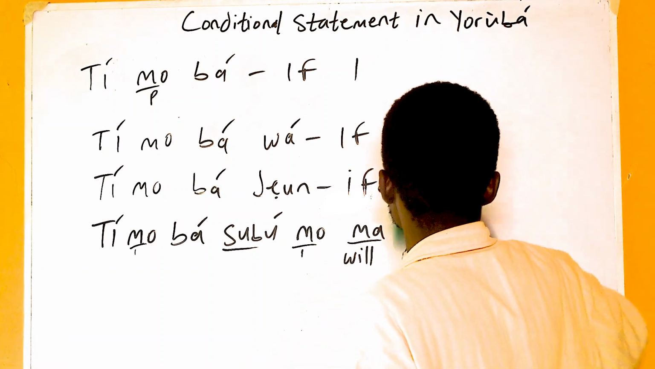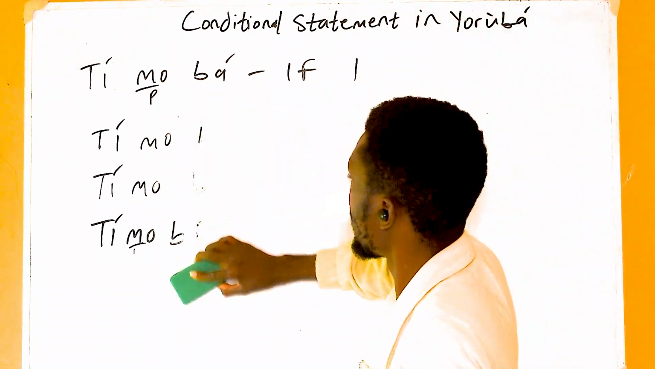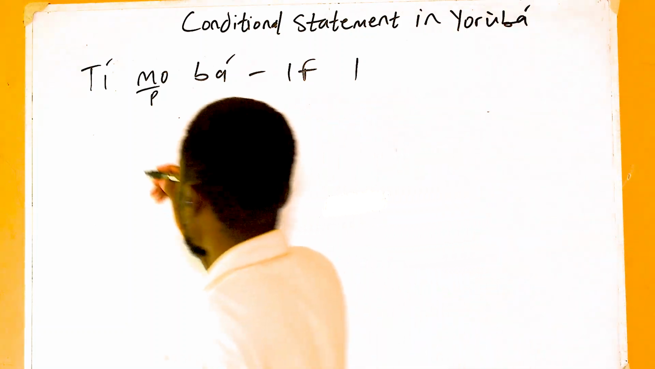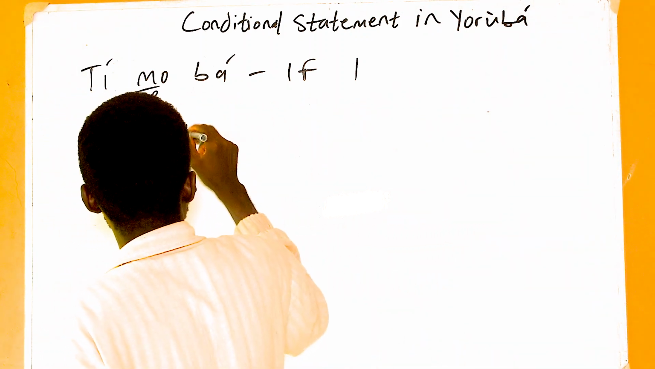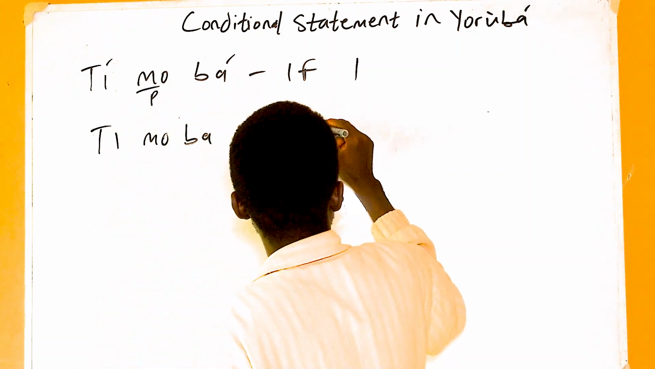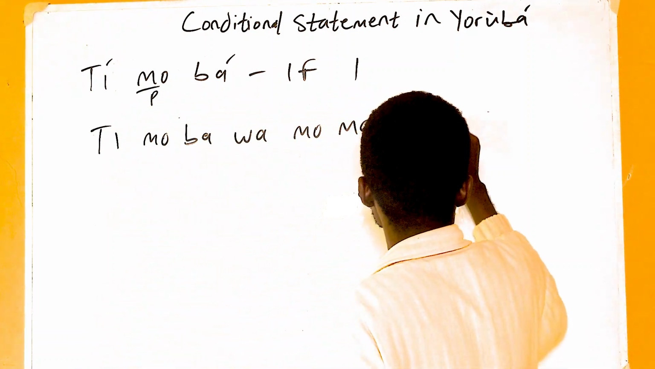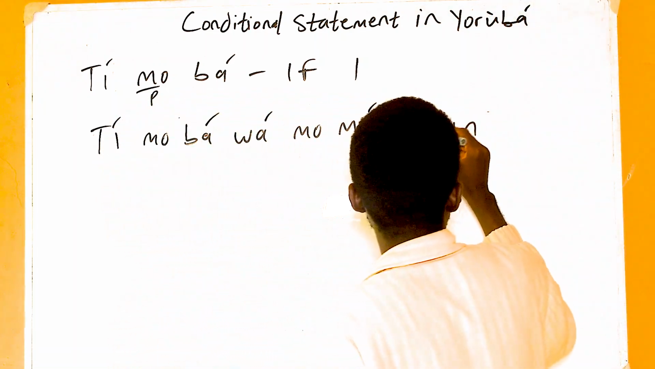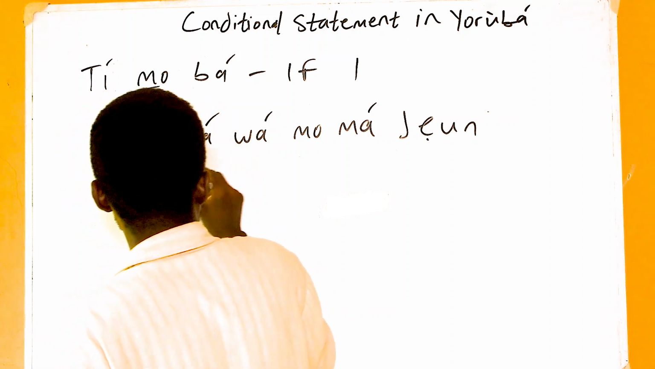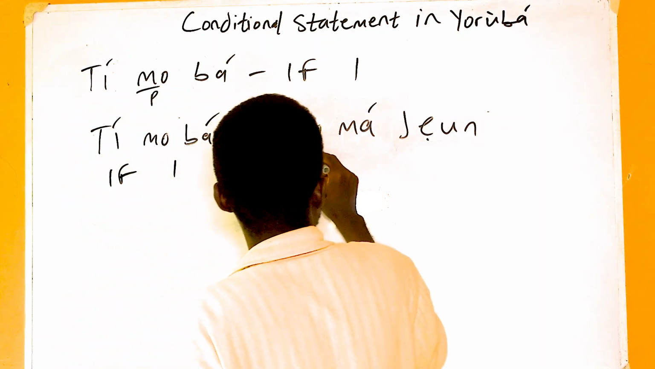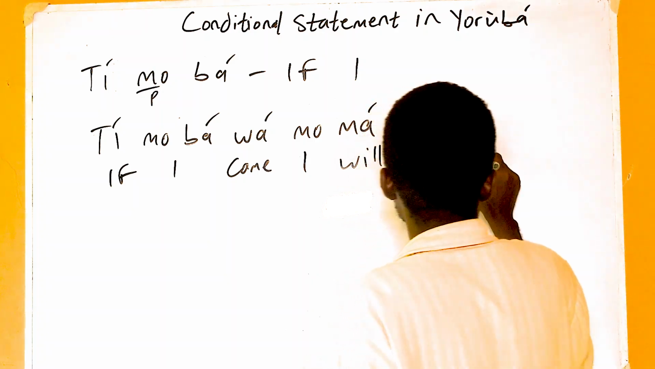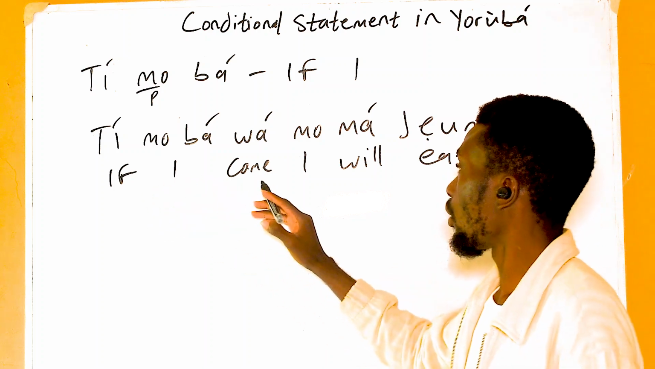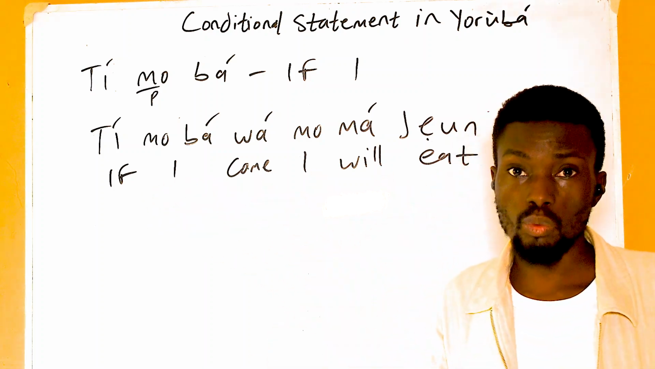These are few examples, and I can also make it a little bit more complicated. I can say "tí mo bá wá, mo máa jẹun". So if I come, I will eat. "Tí mo bá wá, mo máa jẹun." If I come, I will eat.